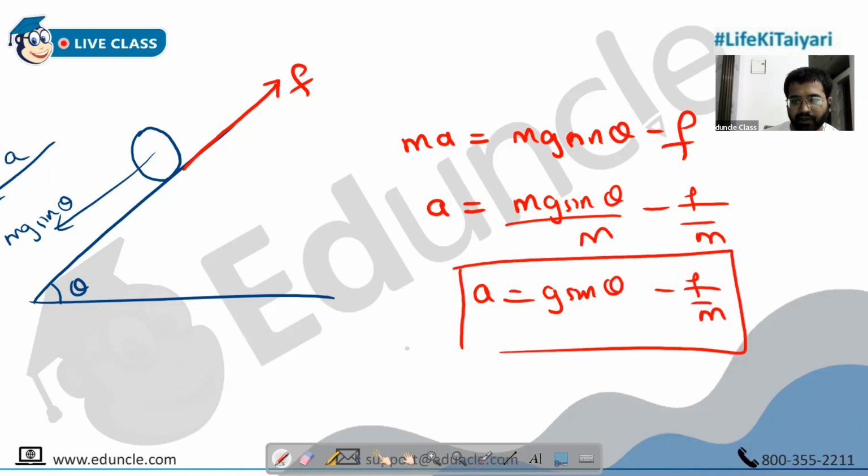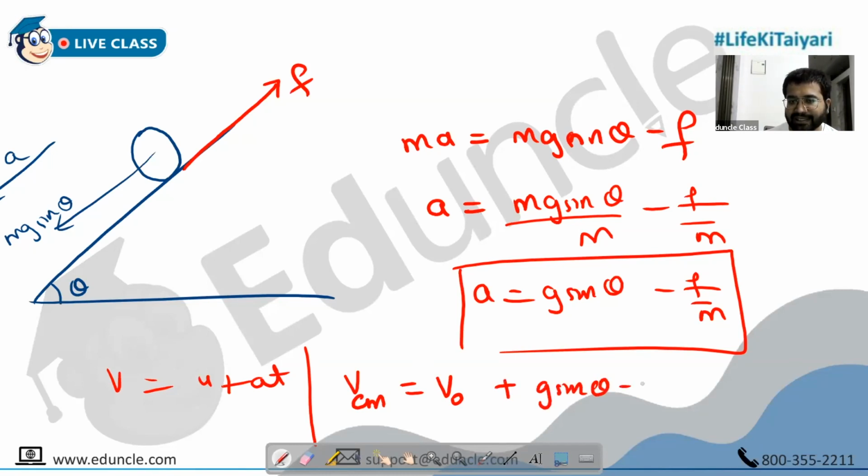So what happens to Vcm? V is u plus at. Let us say initially the value was V naught. So V, that is Vcm after some time t, will be V naught plus A into t. What is A? A is g sin theta minus F by m, into t. I hope you are with me.